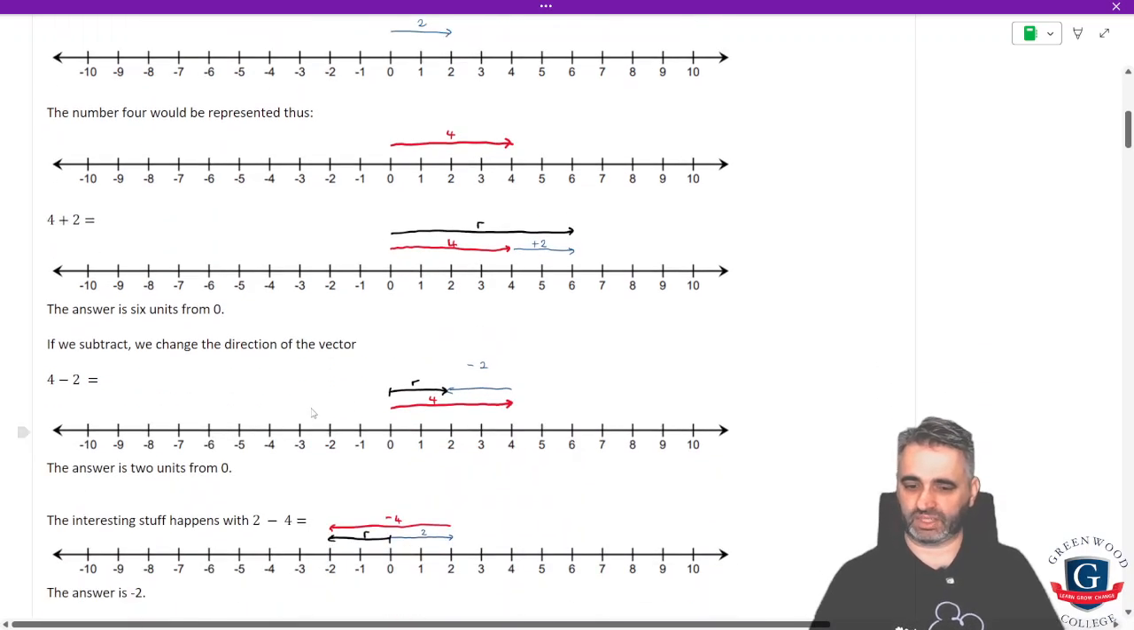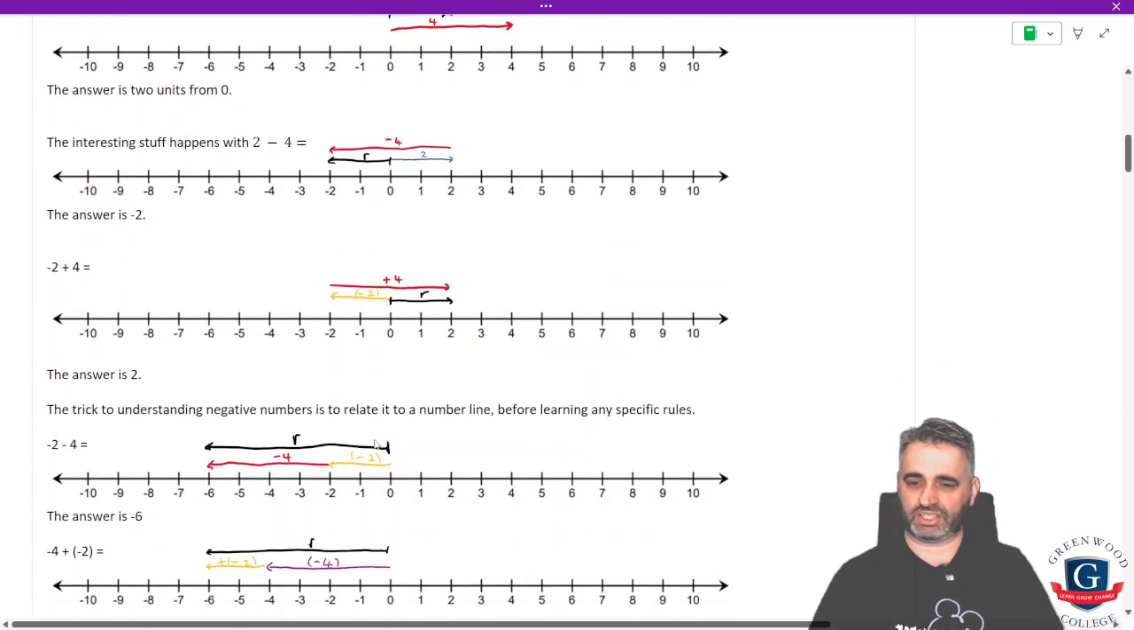Okay. Now what if we had subtraction? Well, we would take the original 4 take 2, we'd take the original vector of 4, and we'd change the direction of the positive 2 vector and make it go in the opposite direction. And then we'd take the resultant again from 0. So 4 take 2 is 2. So the answer is 2 units from 0.